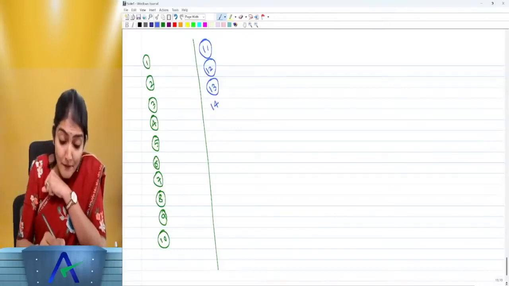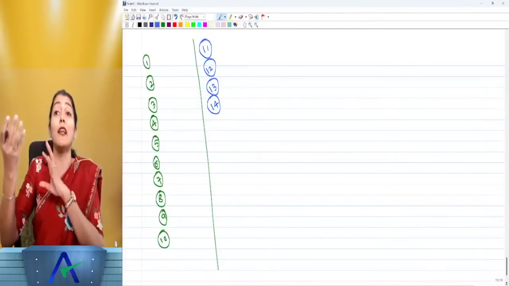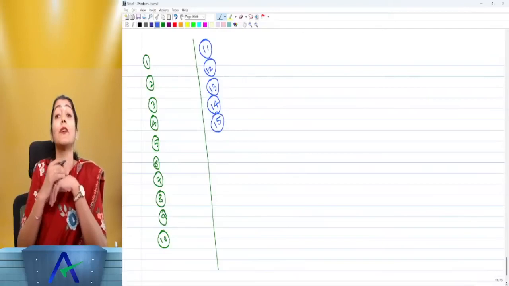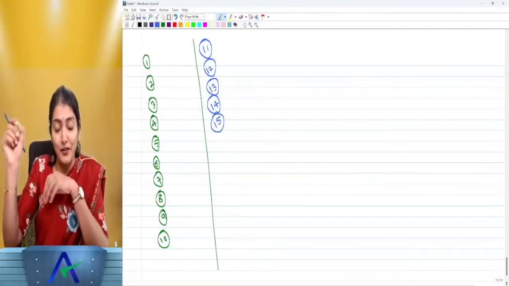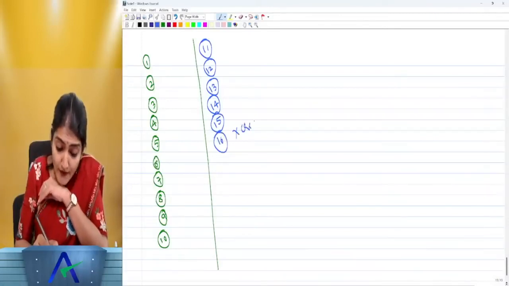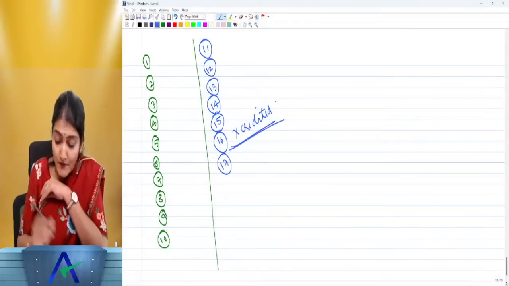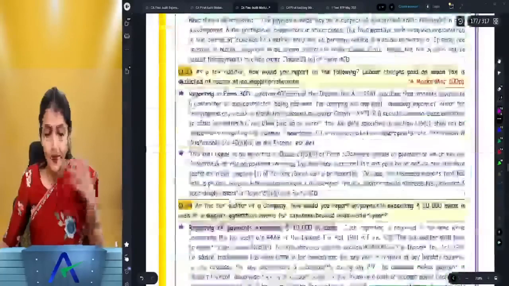Then 14, method of valuation of closing stock and whether there has been any change in the method of valuation of closing stock. Then whether any capital asset has been converted into the stock in trade. 16 is super important. Amounts not credited to the profit and loss account. So what is your income? You've not disclosed it as an income. So now tax auditor will report it under clause 16 of the form 3CD.